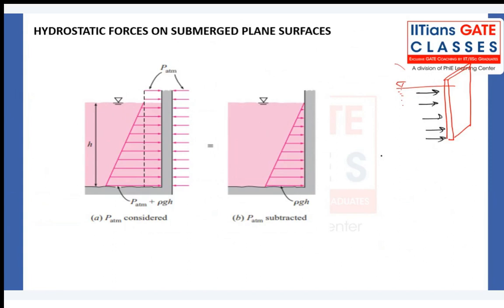At the bottom there will be rho g h because of the height of the liquid, plus P atm will also be acting, right? But P atm is not acting only from one side, it is acting from both sides, so they will cancel out. So we always try to draw the pressure distribution something like this, where no P atm is being considered. So make a note of it.